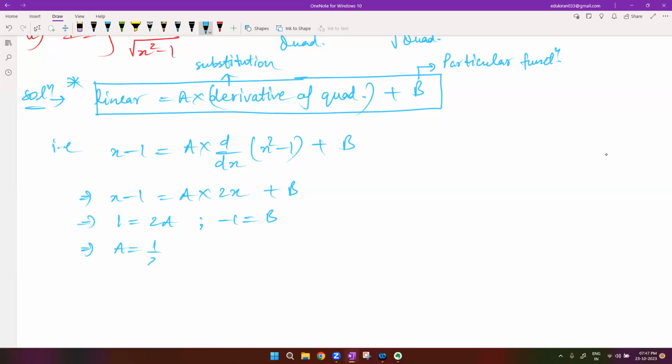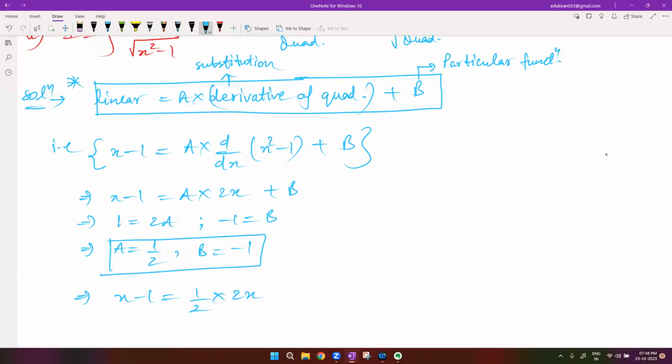A is half and b is minus 1. Which means that you can write x minus 1 as half into 2x minus 1. With the help of a and b, I can write x minus 1 as 1 by 2 into 2x minus 1. Okay, this is my first equation.